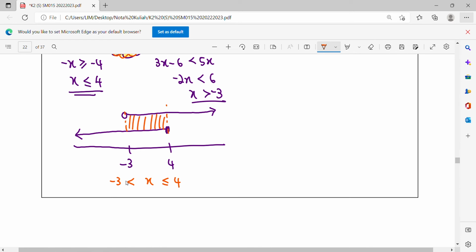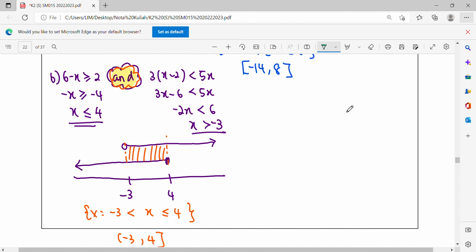Okay, so if you want to put in set notation, it will be like this. If you want to put in interval form, negative 3 is not included, 4 is included, so it will be open bracket, negative 3, comma 4, close bracket. Question B.